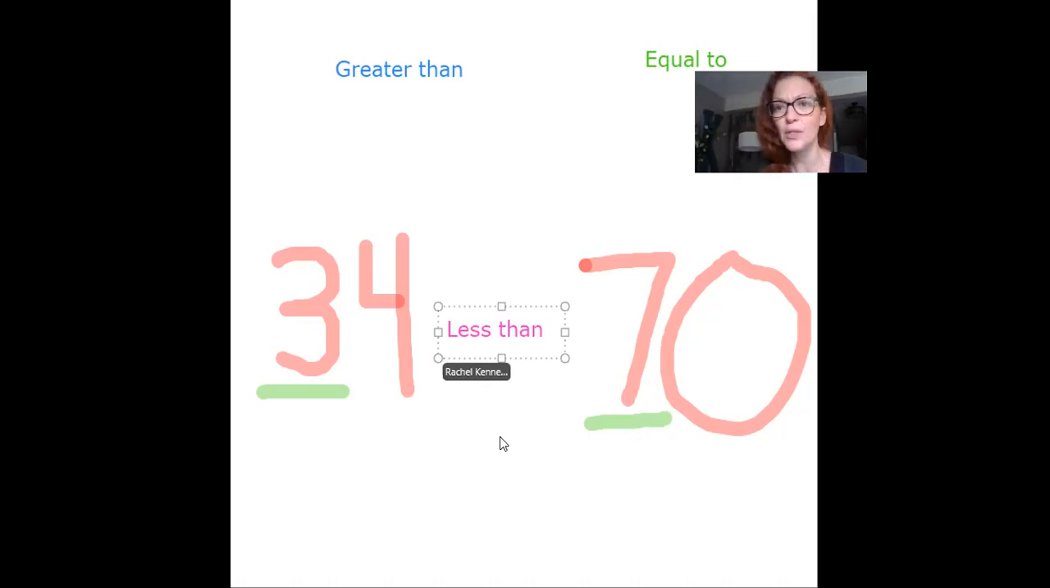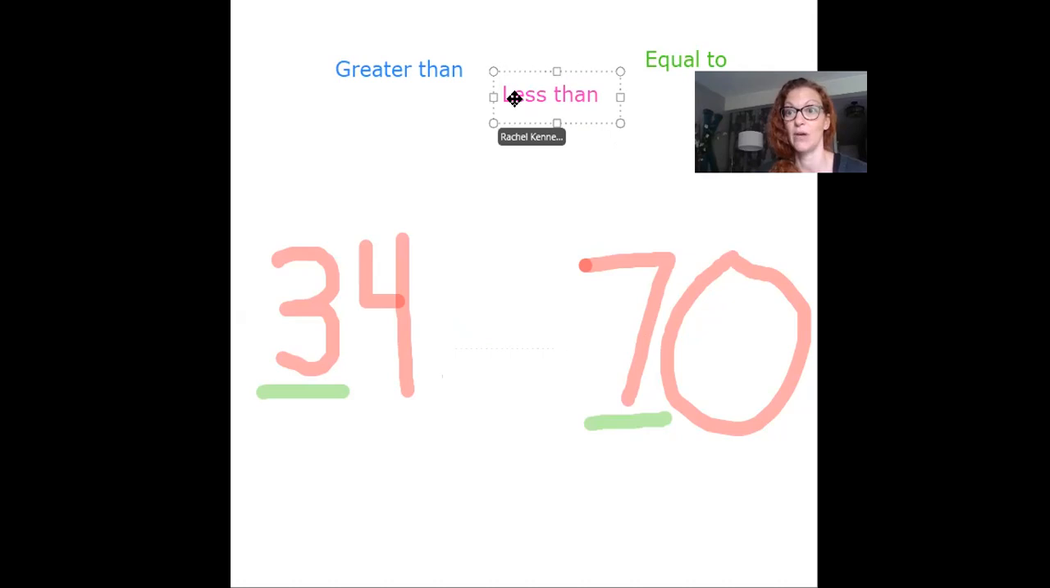Nice job. So this is using the statement. Now, grown-ups, we are not using the symbols yet. That comes in 2 days. Right now, we're just getting them the process of thinking. So please do not teach them the symbols yet. We're going to be doing that tomorrow and Thursday. So right now we're using our words. 34 is less than 70. Excellent work.